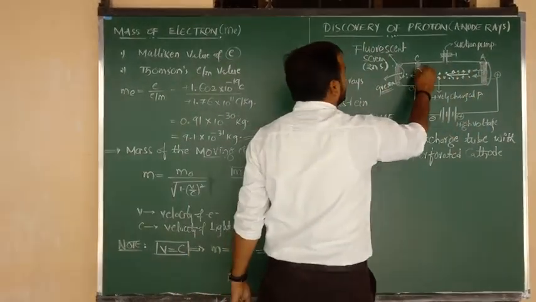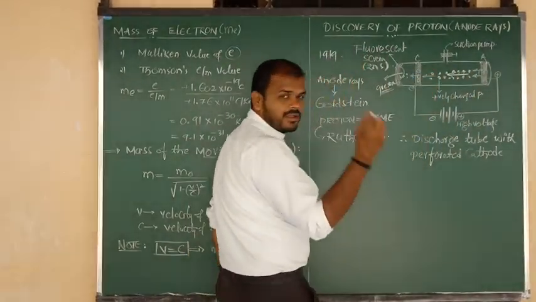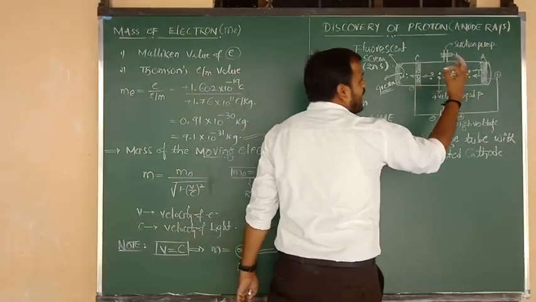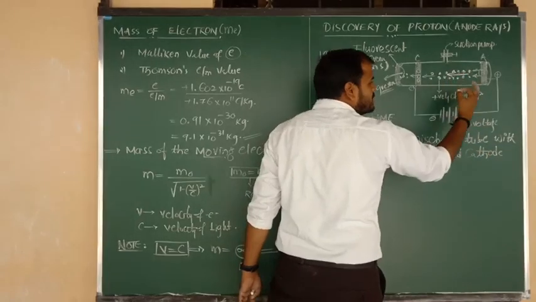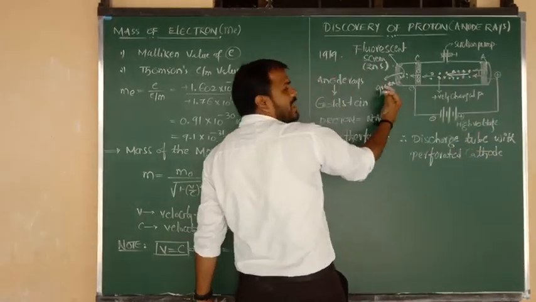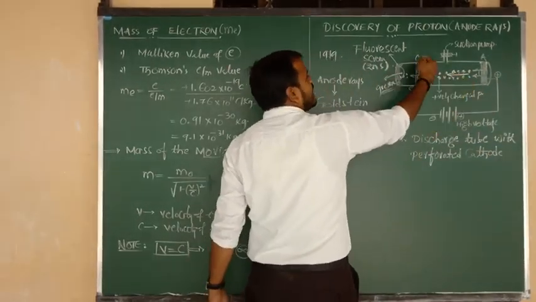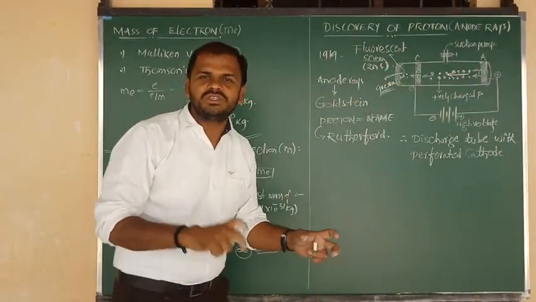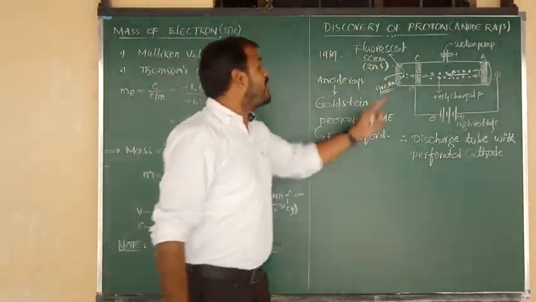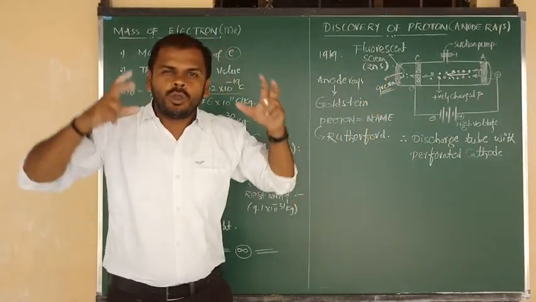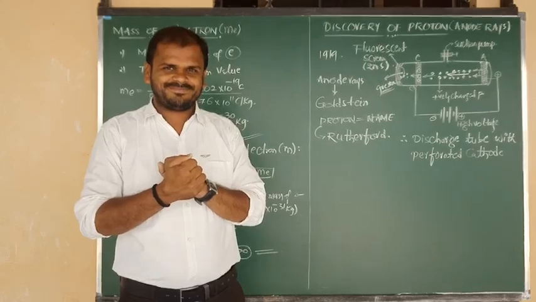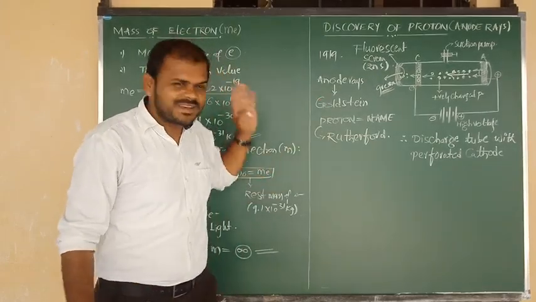But the cathode is perforated in nature, nothing but holes contained in it. Due to that reason, the positively charged particles coming from the anode will move through the cathode and touch the fluorescent screen. And due to that reason only, upon that fluorescent screen we observe a green glow or a green flash of light. Okay, the discovery was clear.